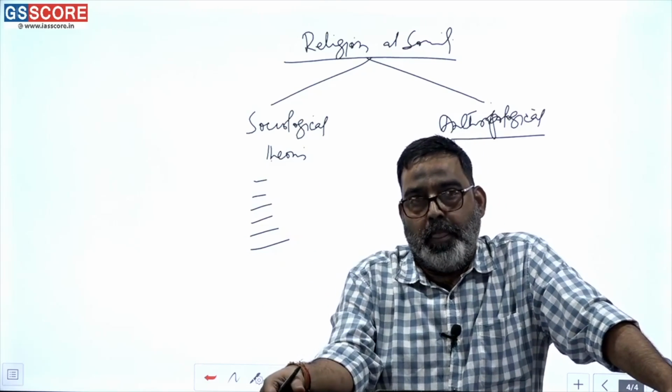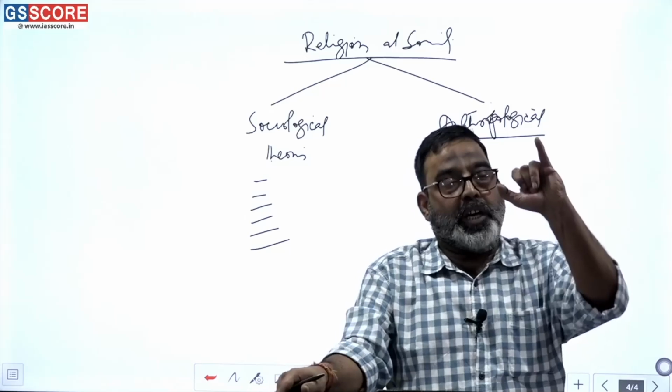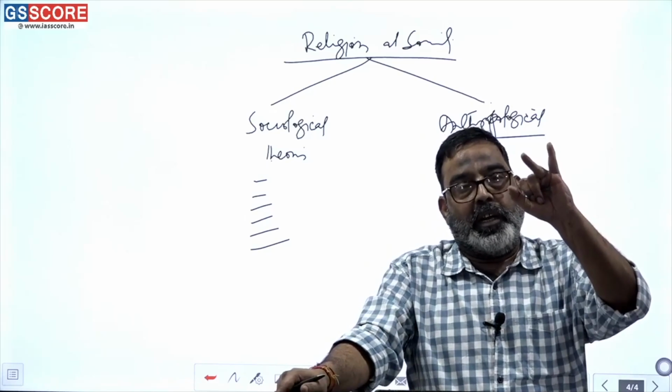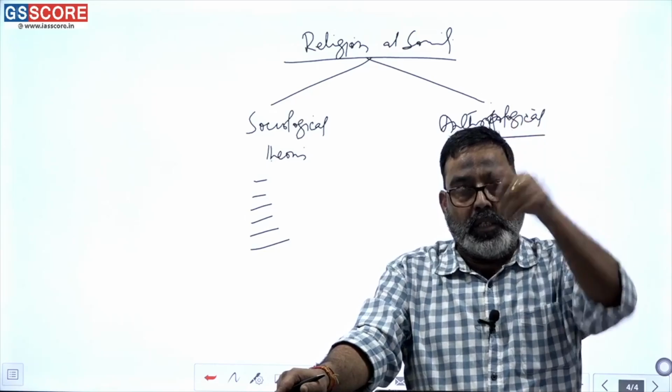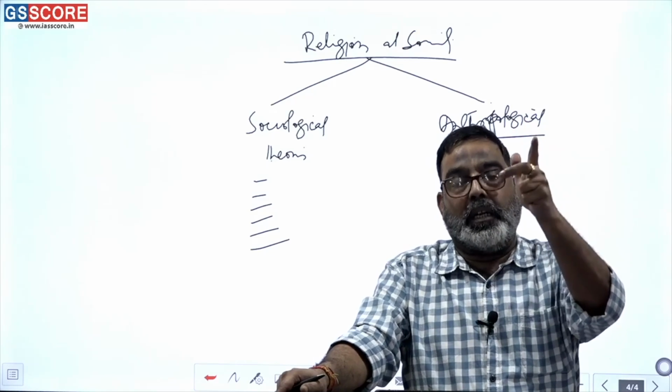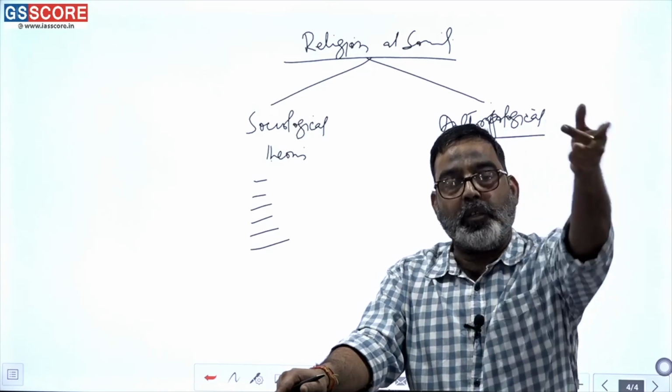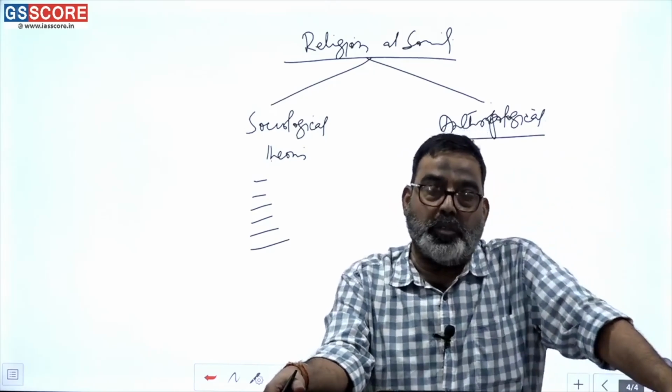Ecclesia. Right? So church, sect, denomination, cult, ecclesia. What do you read in the syllabus? Sect and cult. If you are talking about sect and cult, you are also talking about church. You are also talking about denomination.